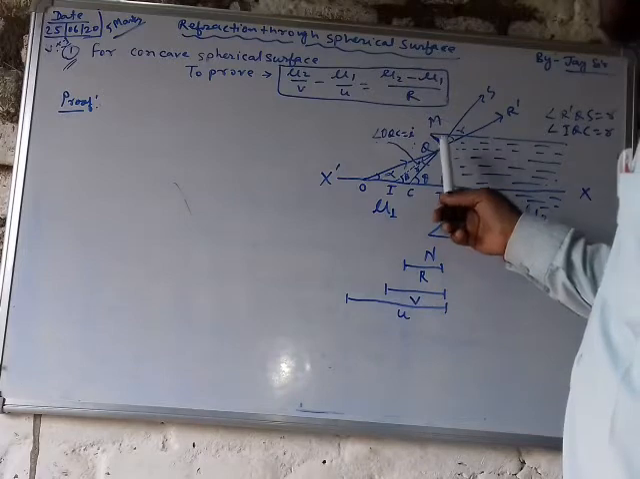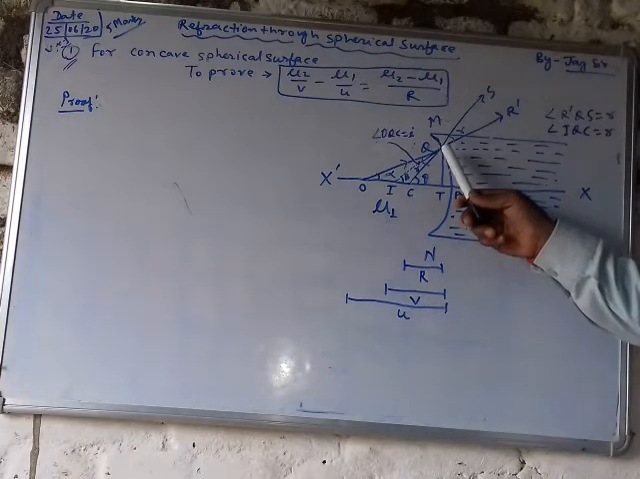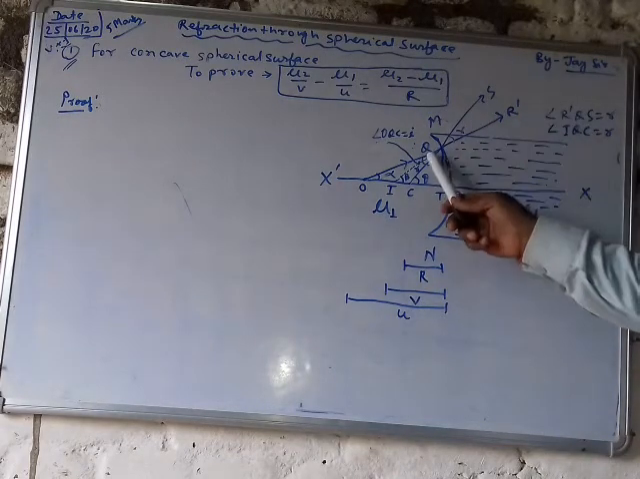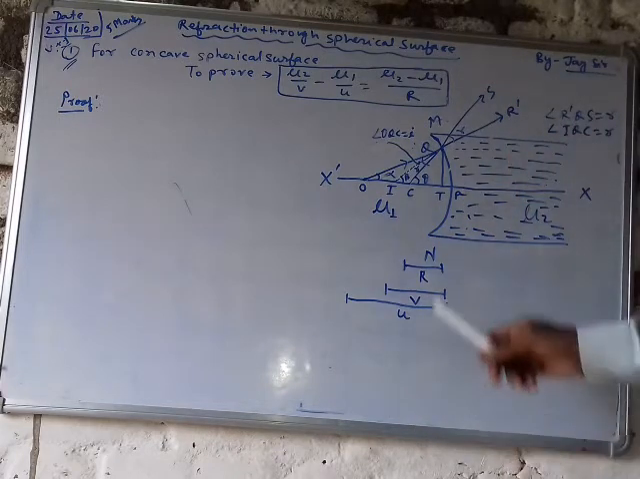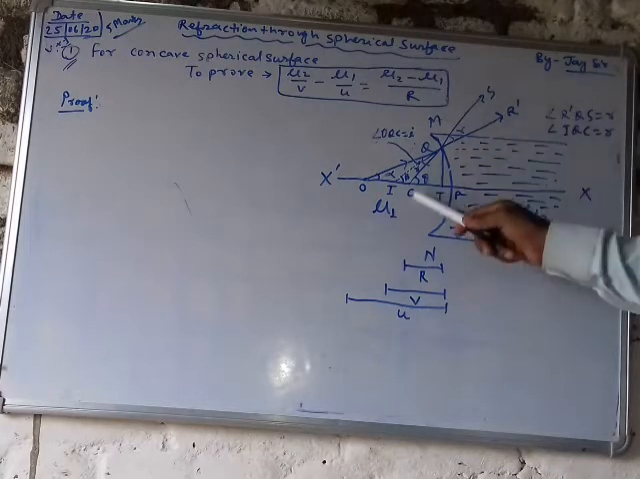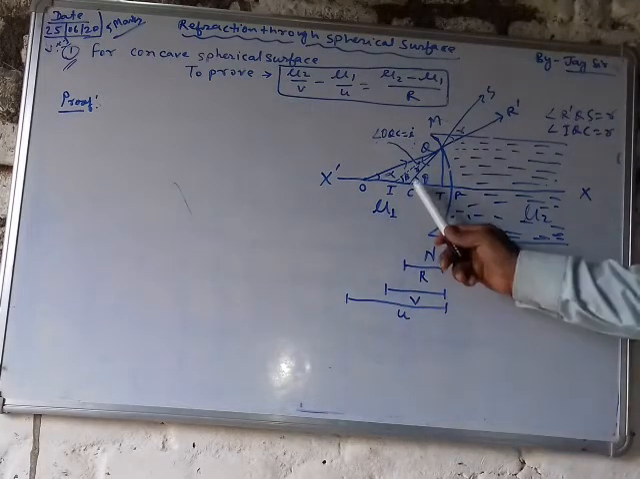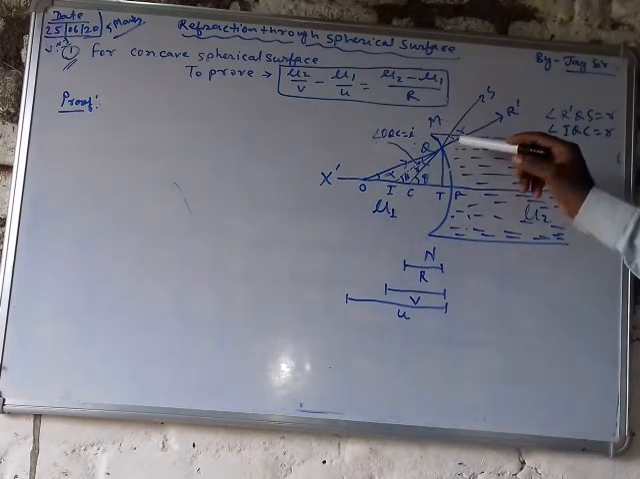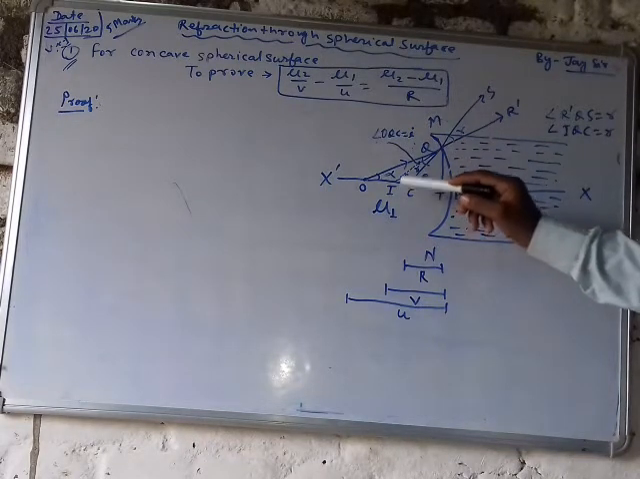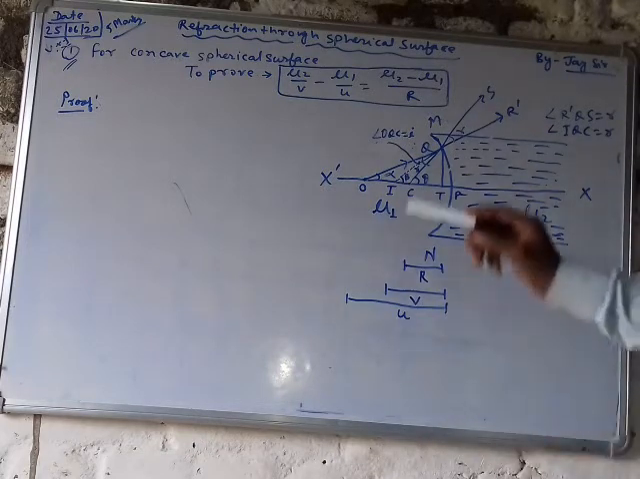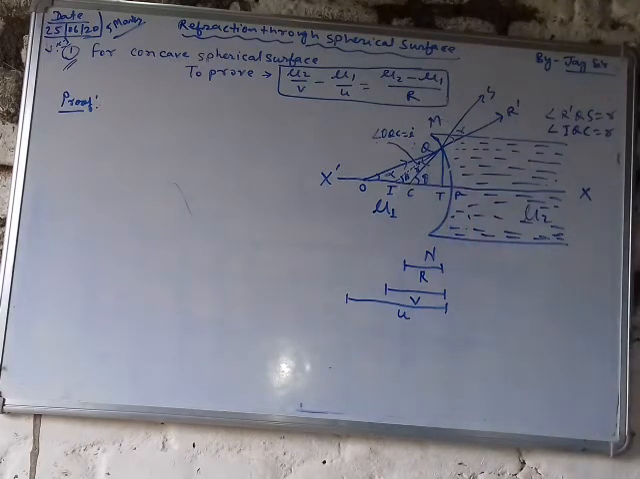The incident light OQ is refracted towards QR dash, and here CS is the normal, which meets at the center of curvature. QR dash, when produced, meets the principal axis at point I, so the virtual image of the object is formed at I.